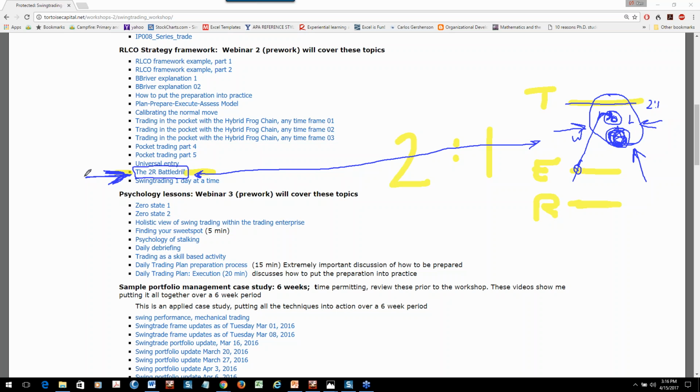And so the exits, in my view, are the ones where we suffer the most if we're not ready for that psychic pressure. So the combination of the daily trading plan preparation and execution, trading is a skill-based activity, this idea of getting to the zero state where we can make decisions from a disciplined, mature, professional state, the 2R battle drill. These are all psychological components of trading that affect us in the swing trading area as well. And in webinar 3 is where I plan to cover those details.